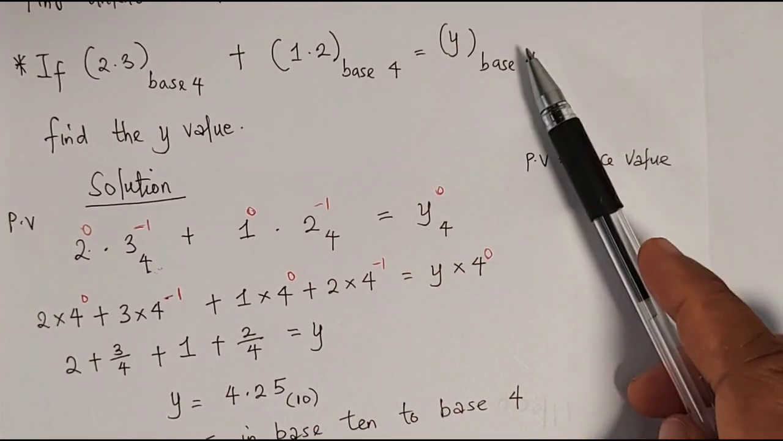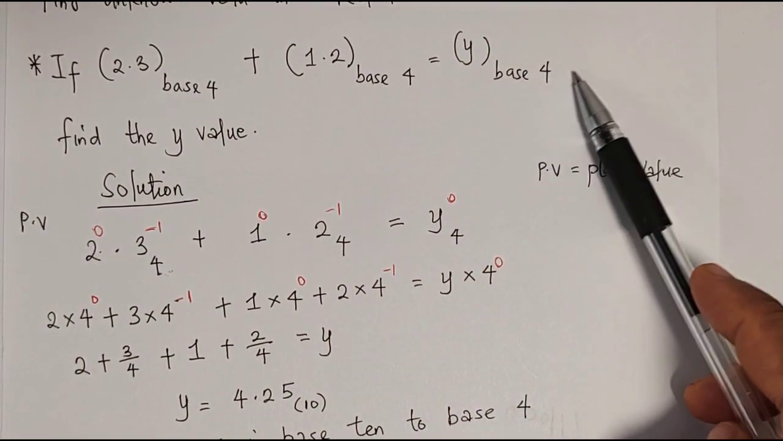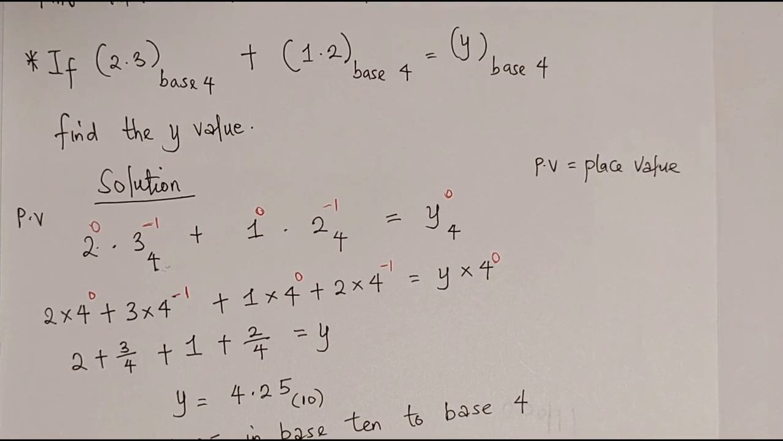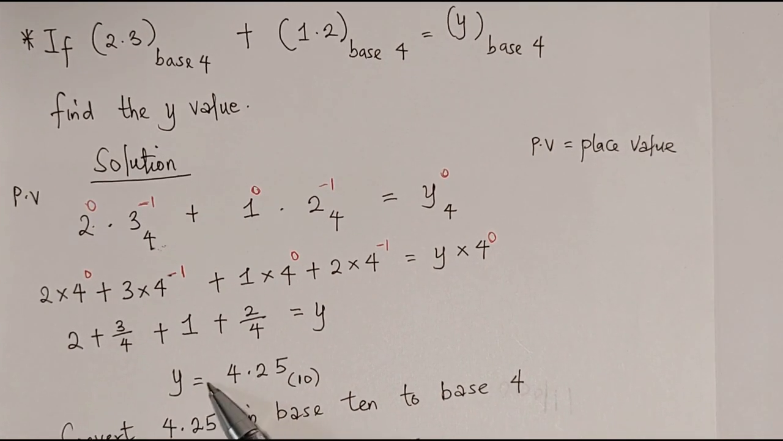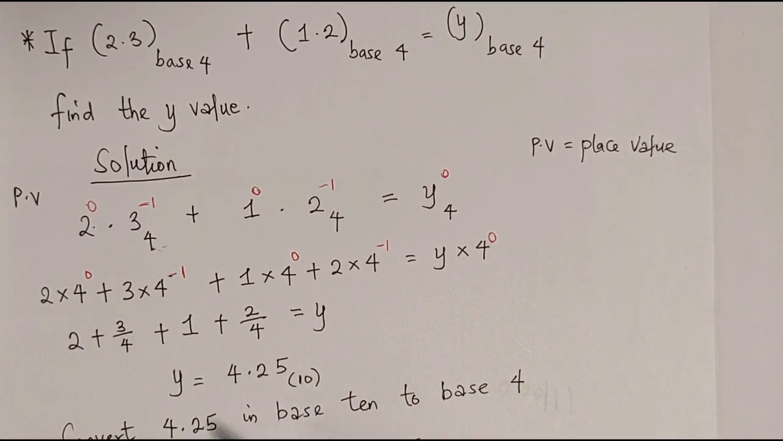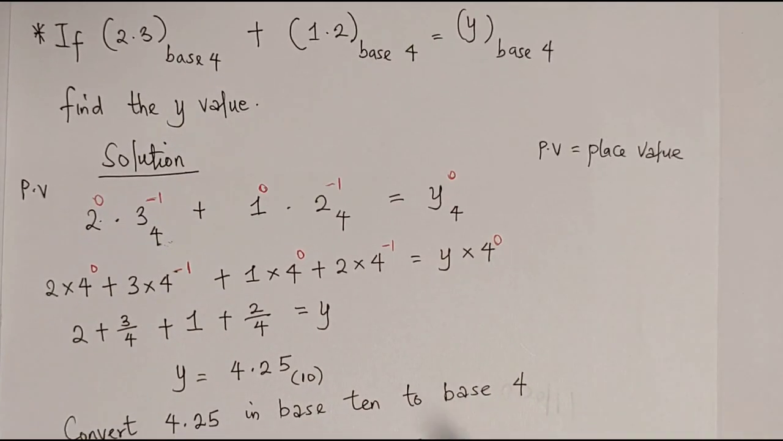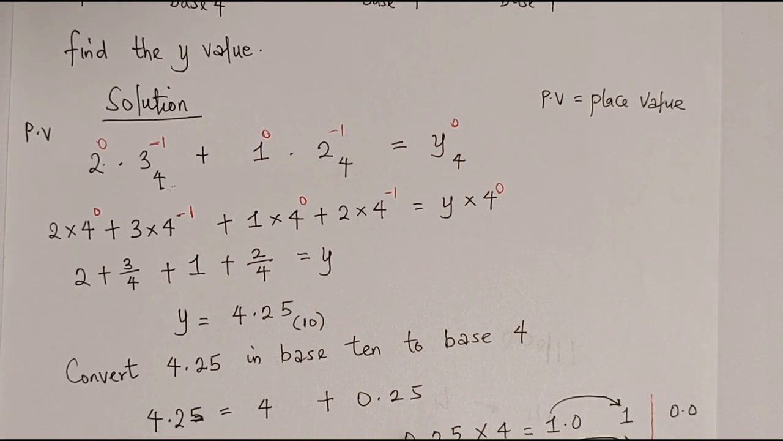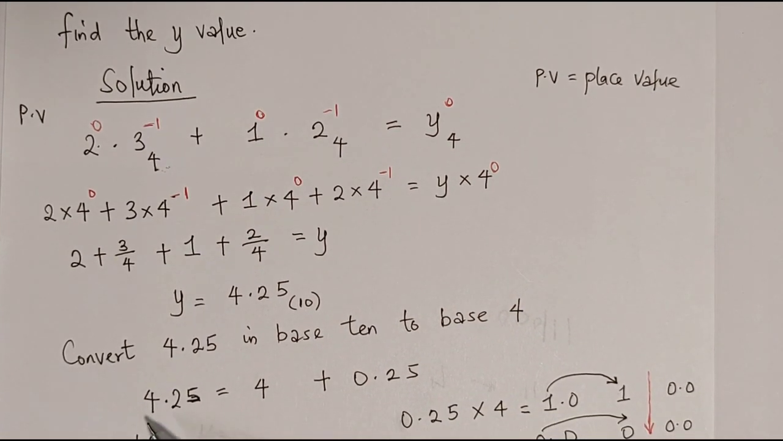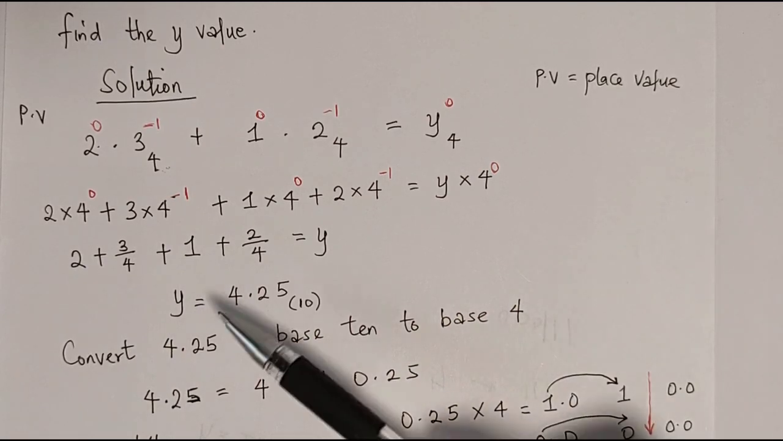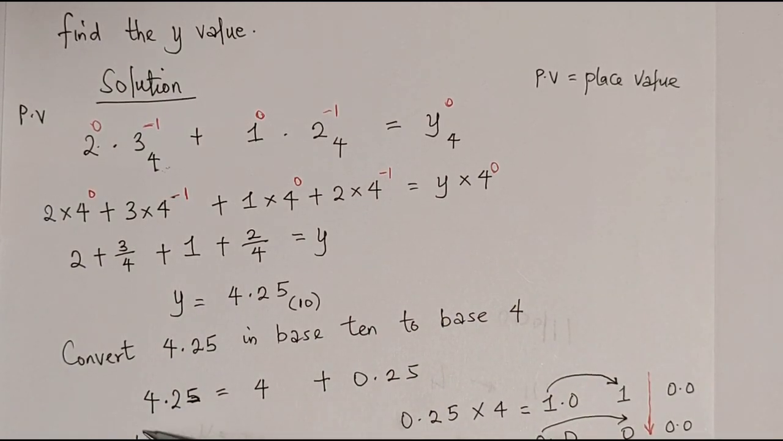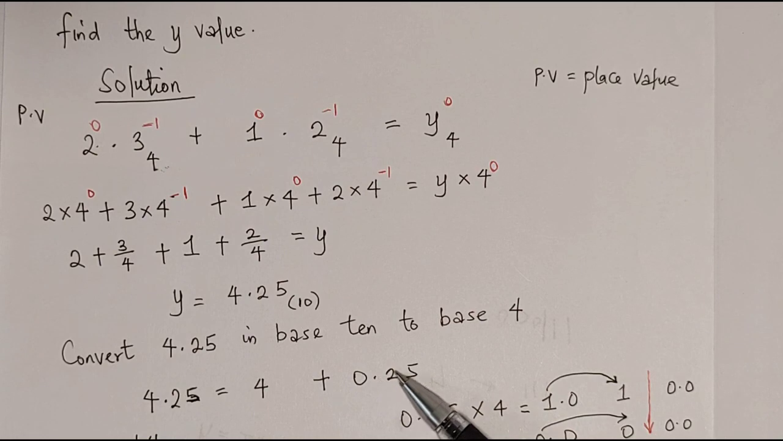But remember, we are asked to give the value of y also in base 4. So now we have y as 4.25 in base 10. We have to convert 4.25 in base 10 to base 4. So all we need to do is to spread out this value. So we have 4.25 equals 4 plus 0.25. Now this 4 will go through the division process, and 0.25 will go through the multiplication process.